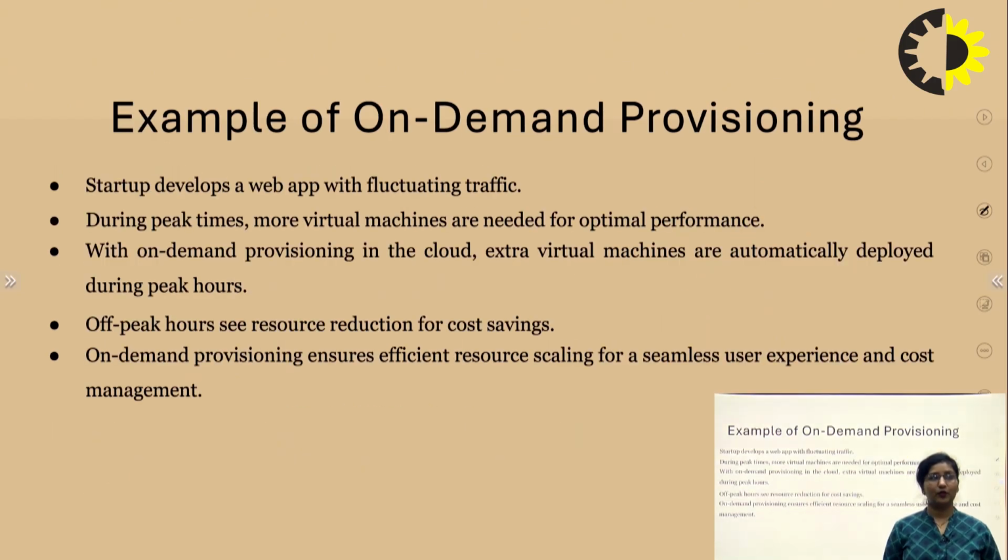Now, as an example of on-demand provisioning, take startups when they develop a web app with fluctuating traffic. During peak times, more virtual machines are required for optimal performance. With on-demand provisioning in the cloud, extra virtual machines are auto-deployed during the peak hours. Off-peak hours see resource reduction for cost saving. So, there we can reduce the resources as well. This is according to our demand. If the demand is high, then the resources will be increased, and if the demand is less, then we can decrease the resources as well.